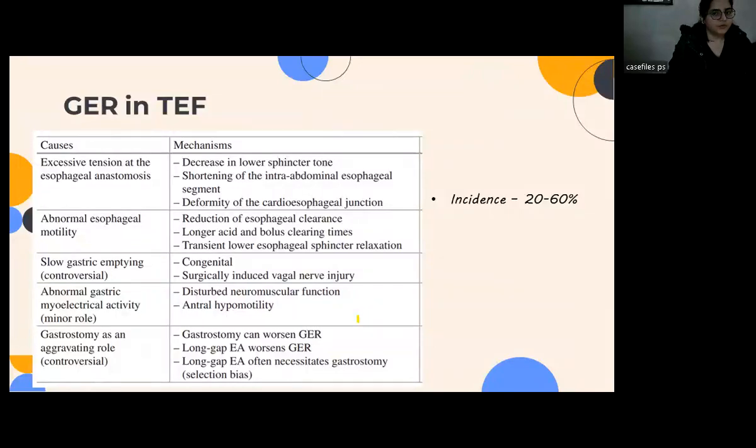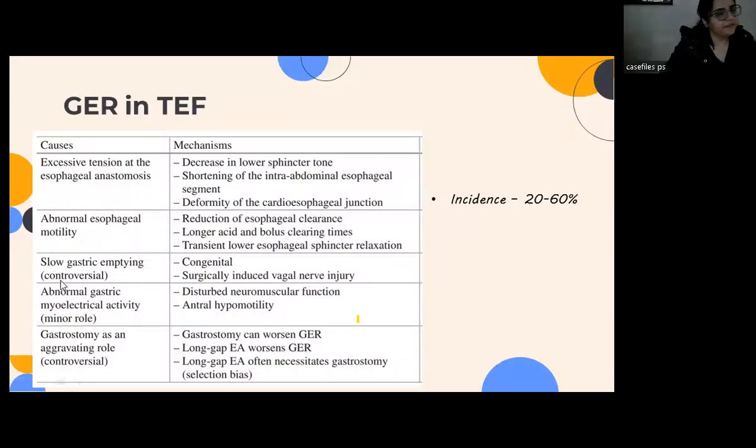Moving on to the role of GER in TEF, since TEF is the most commonly encountered surgical indication for us, and the incidence of GER in these patients is around 20 to 60%. There are various mechanisms in which patients with TEF are more prone to develop GER and GERD, leading to requirement of surgical intervention. These include first, the excessive tension at the initial anastomotic site. This leads to decreased tone of the lower esophageal sphincter, shortening of the intra-abdominal length of the esophagus per se, and also deformity of the cardio-esophageal junction.